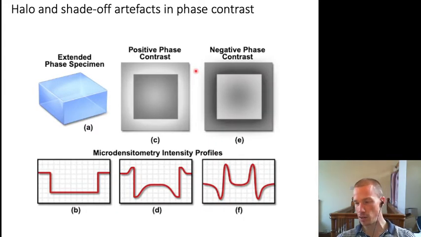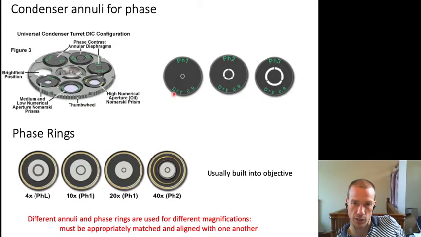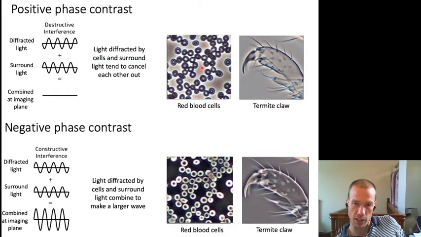Now, there are obviously some drawbacks of phase contrast, and one of these is it tends to induce artifacts, which can be quite distracting depending on your sample. So if you look at these cells here, we'll look at exactly what it looks like first. You can see around these red blood cells that you tend to get this halo here, which is not real, which is induced by this phase contrast technique. You can also see this halo around the termite claw.